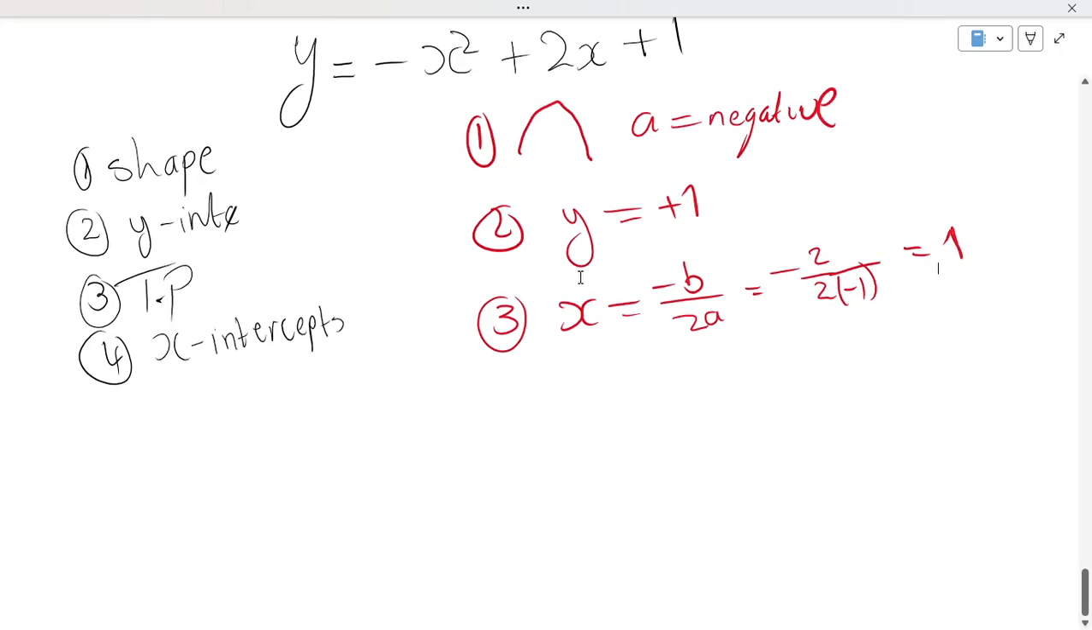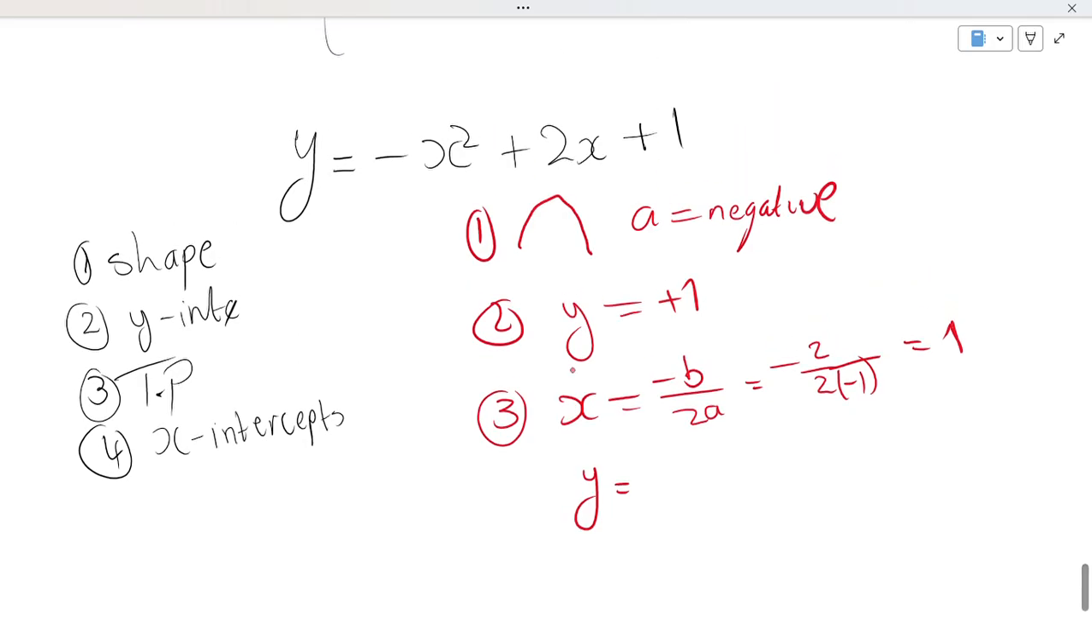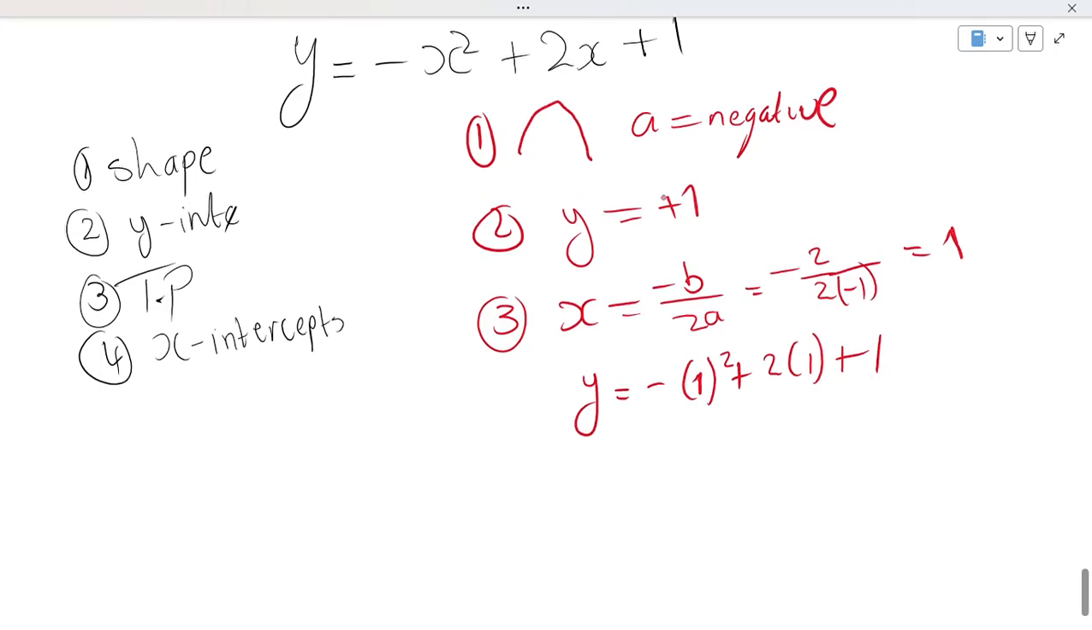And then y. I use this one. It's negative, so if you put it in there, it's 1 plus 2, minus 1 plus... 1. The answer is positive 2. So the turning point, you give them together. You start with x: x is 1, y is 2.